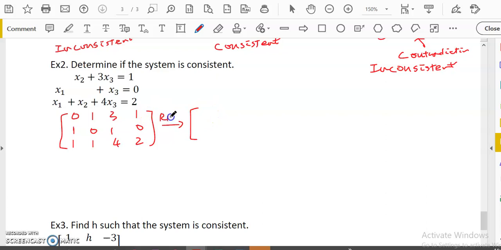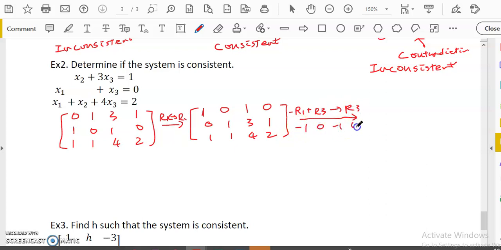Switch 1 and 2. So I have 1, 0, 1, 0. The first 0, 1, 3, 1. And then 1, 1, 4, 2. The third one. So it has this benefit of having the 1 in the left corner. And this is already 0. So I just need to get rid of the 1 here, by multiplying R1 by negative 1 and adding to R3 and putting it back into R3. So I would have negative 1, 0, negative 1, 0, added to 1, 1, 4, 2.